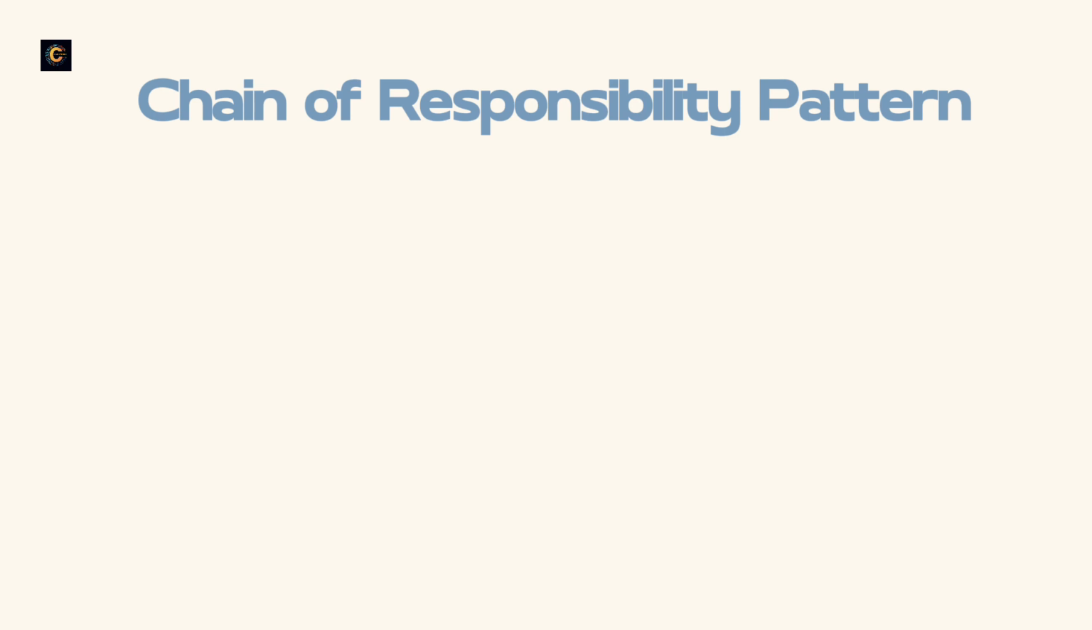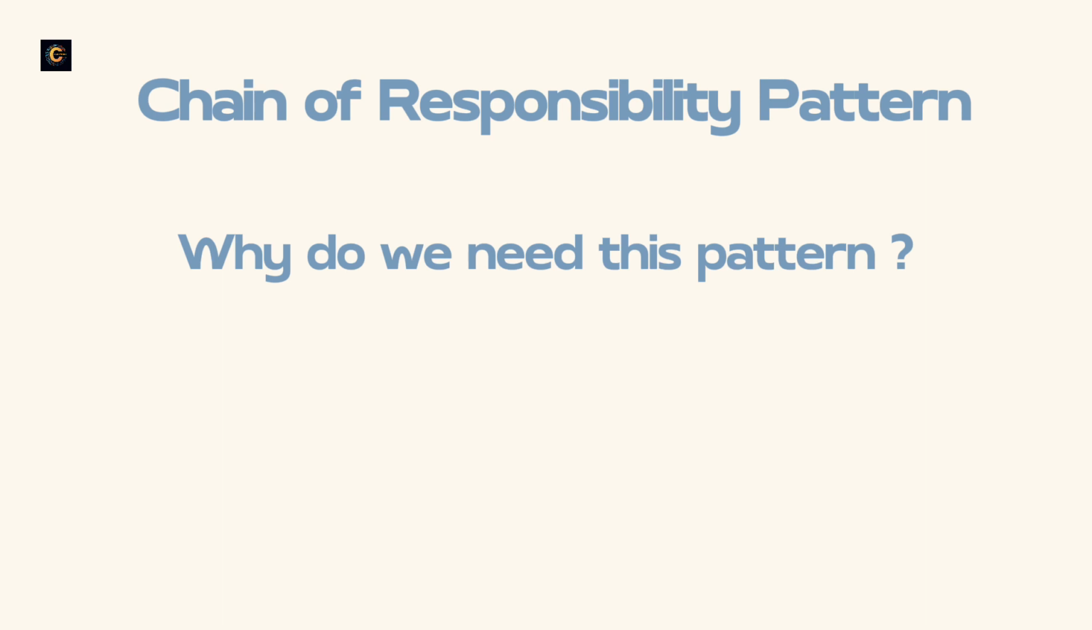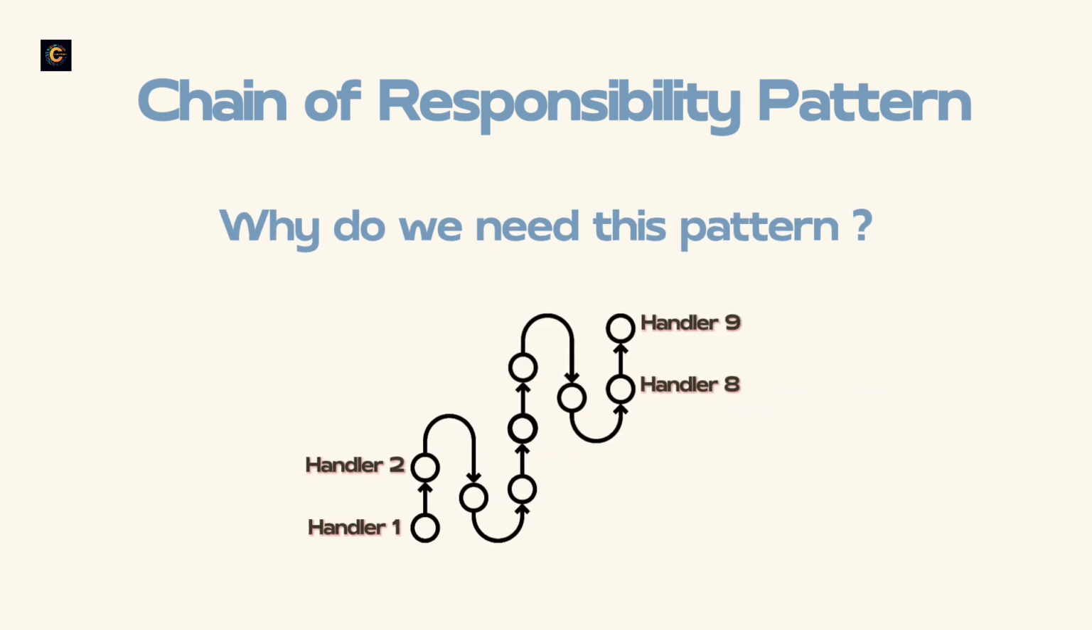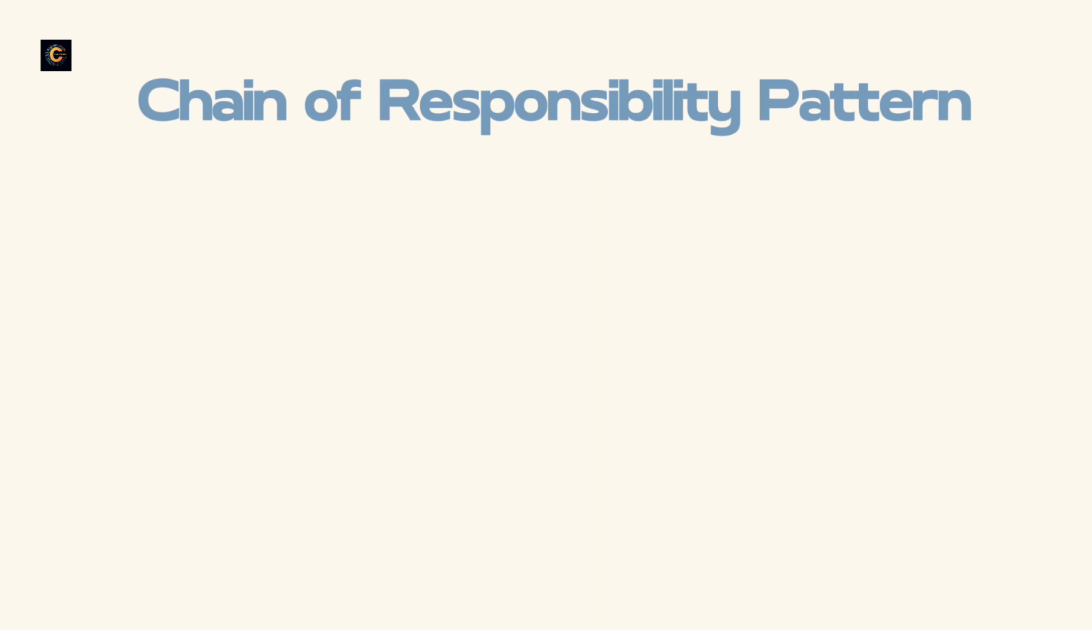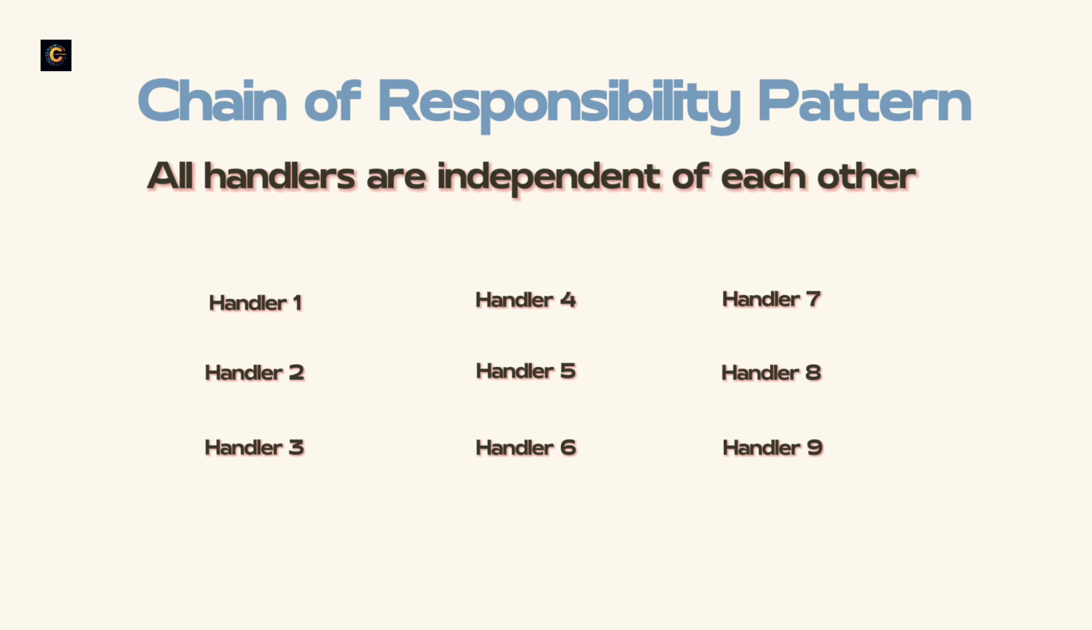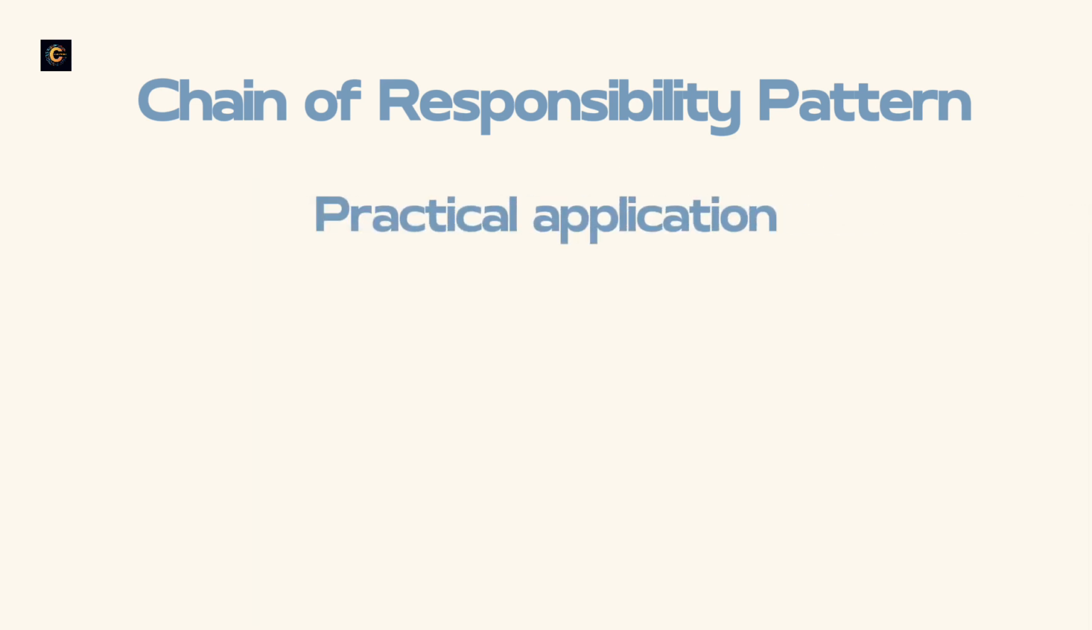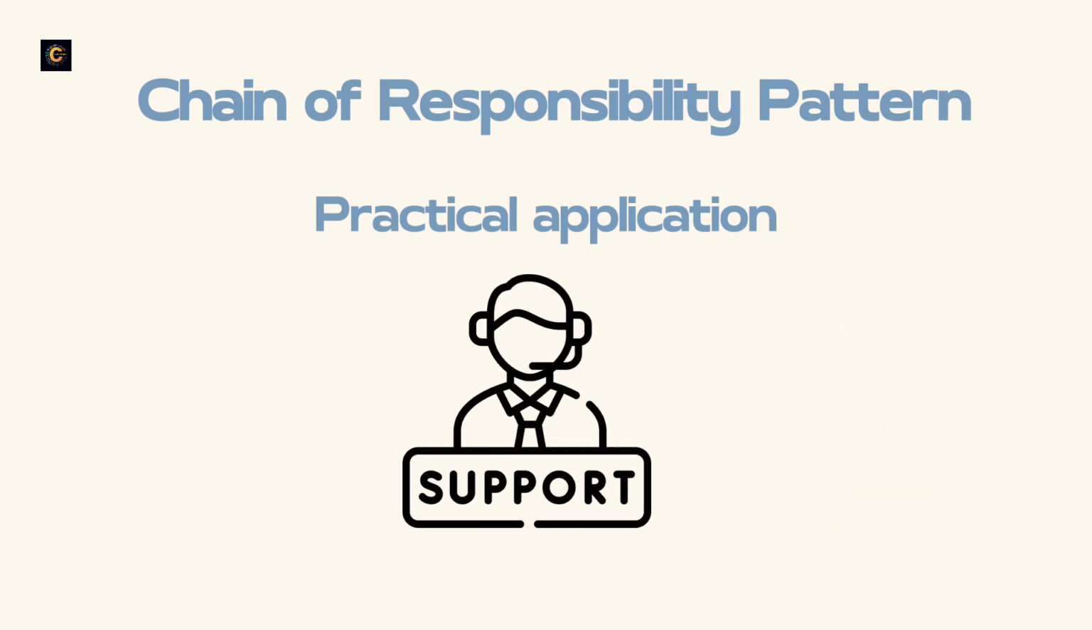Now, you might wonder, why do we even need this pattern? Well, think about the scenarios where you have multiple processing steps for a request and each step might be handled by different components. Instead of hard coding these steps together, the chain of responsibility pattern allows for a more modular and maintainable approach. One of the best real-life examples of the chain of responsibility pattern is a customer support system.